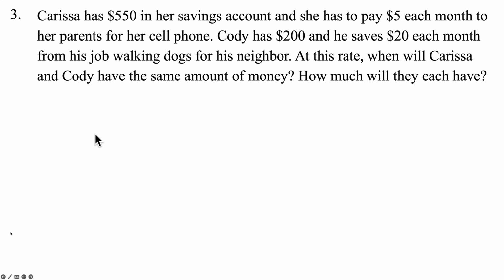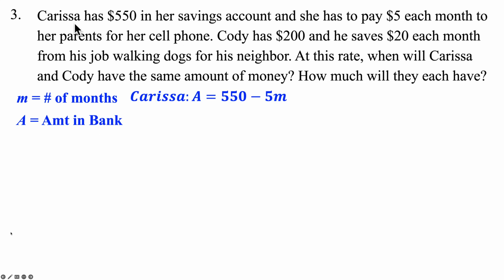Since we're saving and spending by months, we're going to let M equal months, and we're going to let capital A equal the amount in the bank. So Carissa's amount in the bank starts at $550, and then we subtract $5 each month, so minus 5M. Cody starts at $200 in his bank account, and he adds $20 each month, so plus 20M. So this is a situation where we kind of have y equals mx plus b. We just got the variables at the back end.